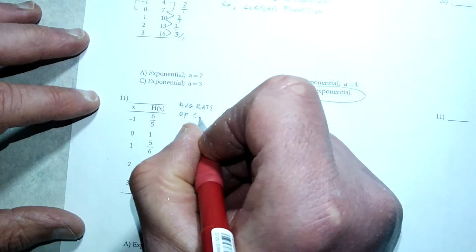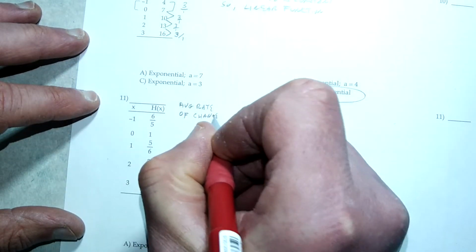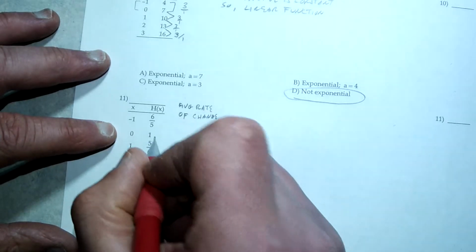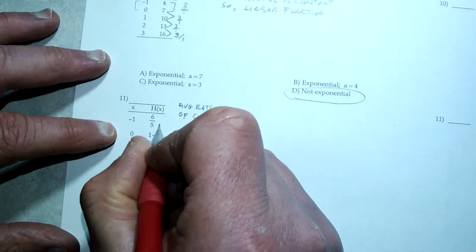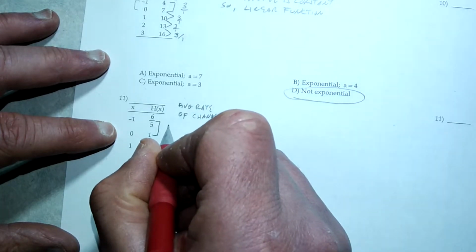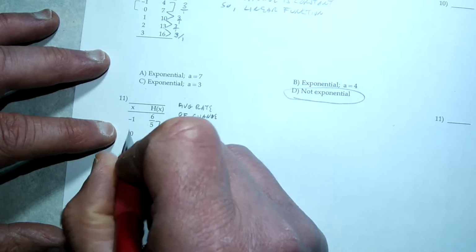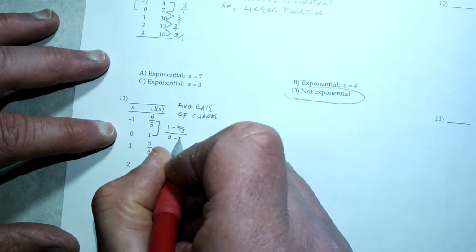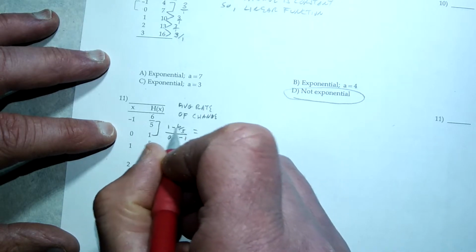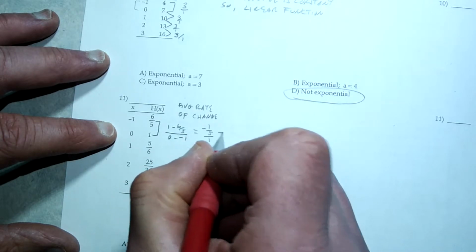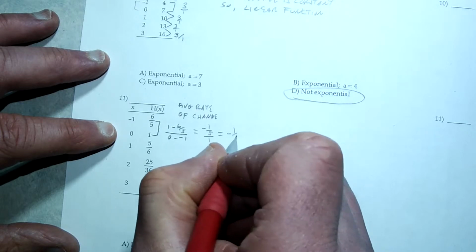So the average rate of change is found the same way we just did up above. Okay, so the average rate of change here would be what? Well, if I do 1 minus 6/5, 1 minus 6/5 for the numerator, over 0 minus negative 1, I'm going to go ahead and have a negative 1/5 over 1, or a rate of change of negative 1/5.